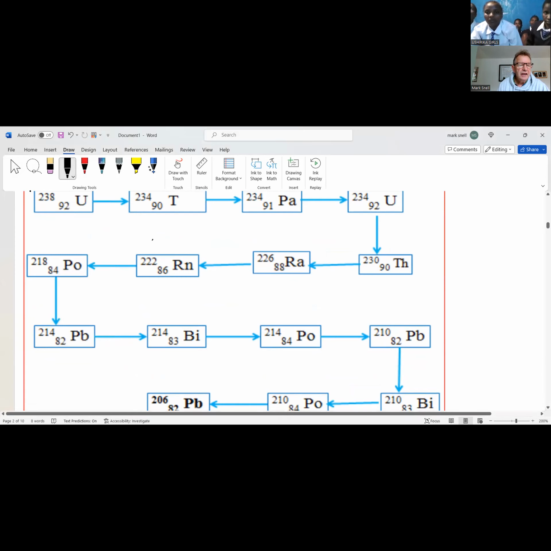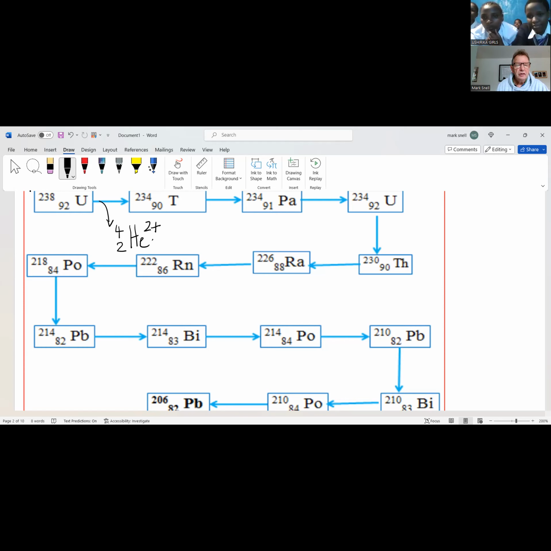So if I look at this, it goes from 238 to 234. So this one will lose something which is 4 at the top. 92 goes into 90, so it's 2 at the bottom. And as soon as you get 4, 2, you should just write HE 2 plus. So we would write 238 92U goes to 234 90 TH plus 42HE2 plus.